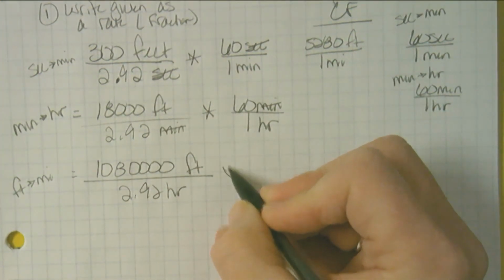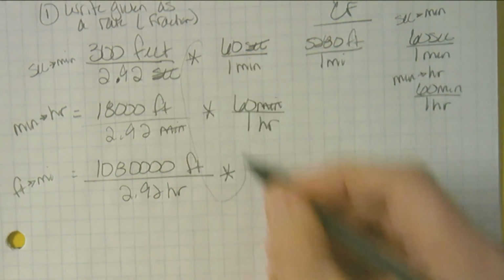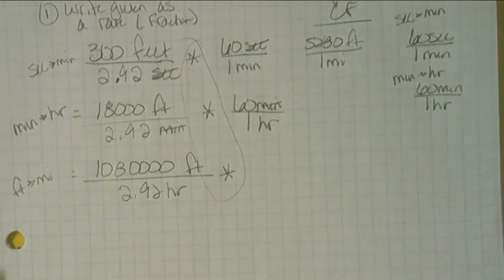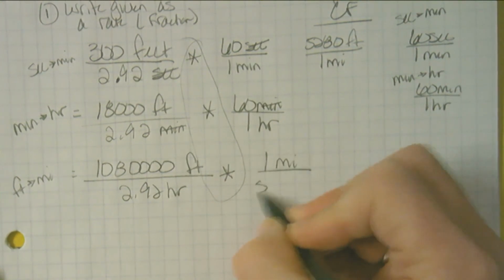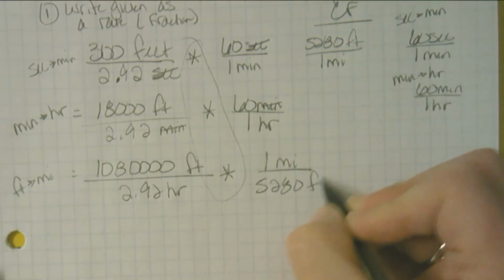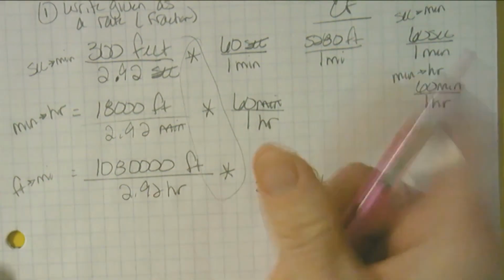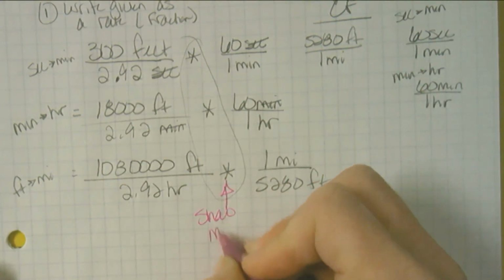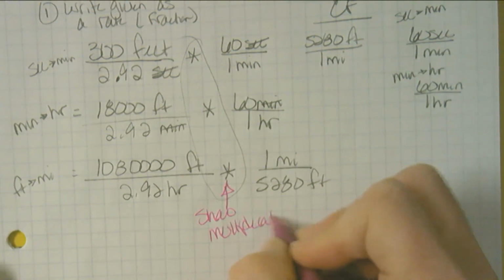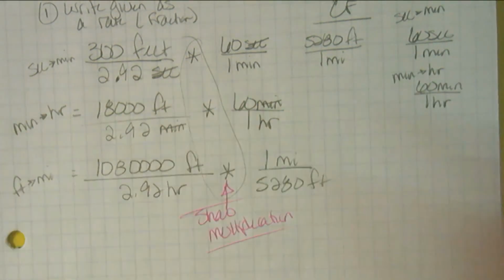So I'm going to multiply. Don't forget, you need to show that multiplication symbol. And you put your miles in the numerator, right? So I have 1 mile over 5,280 feet. Again, don't forget to show the multiplication. You need to show multiplication there.